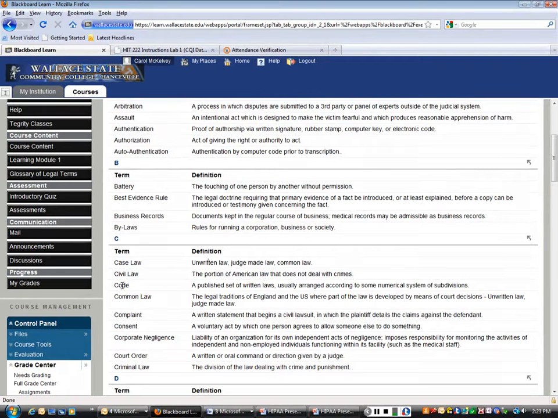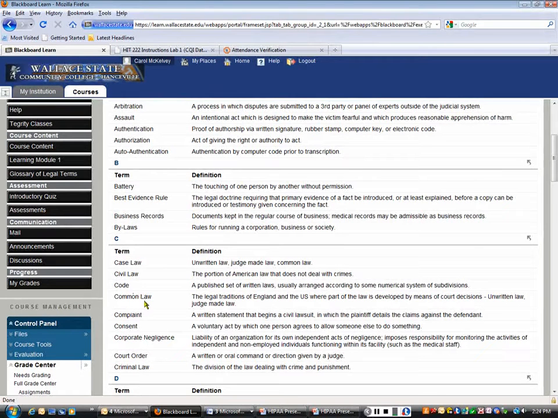A code is a written law. So a published set of written laws, usually arranged according to some numerical system or subdivision. Code. Many times I've mentioned the Code of Federal Regulations. Well, the Code of Federal Regulations is that published set of written federal laws.